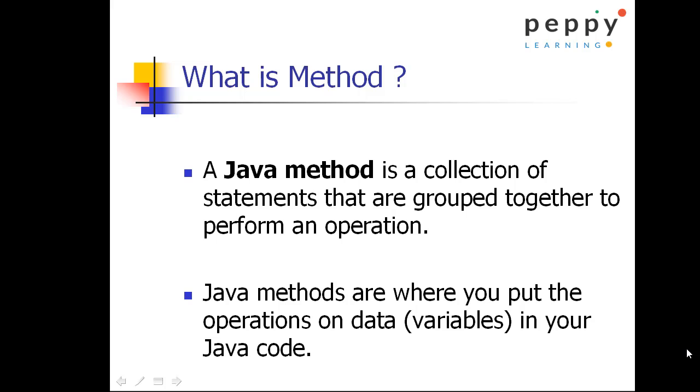What is a method? A Java method is a collection of statements that are grouped together to perform an operation. In other words, Java methods are where you put the operations on data in your Java code. In simple terms, you write your business logic in a Java method.